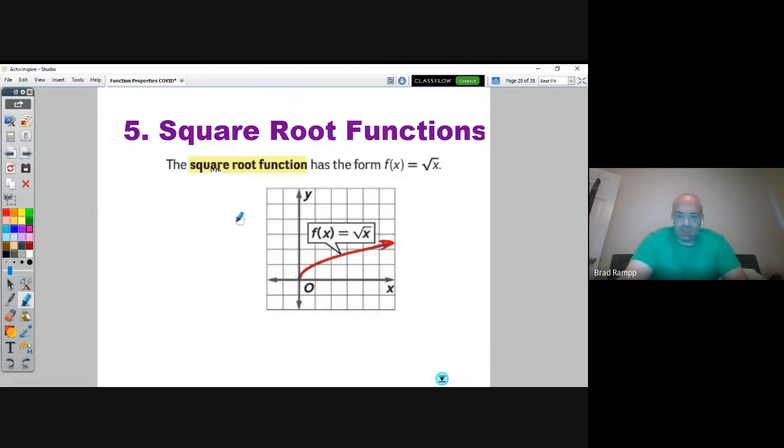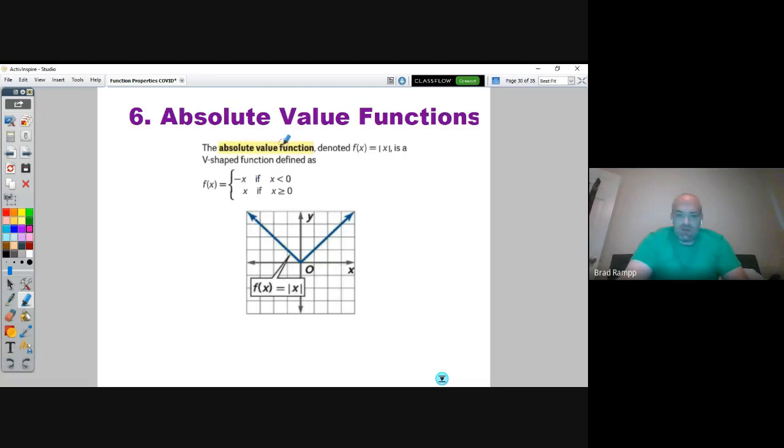Square root functions are obviously when you have the square root of x in your equation, and their graphs look like a little eyebrow right here. They start at the origin and go off to one side or the other. Absolute value functions, think V for value, give you a V-shaped graph, and it's easy to identify them because they have the absolute value bars in their equation.